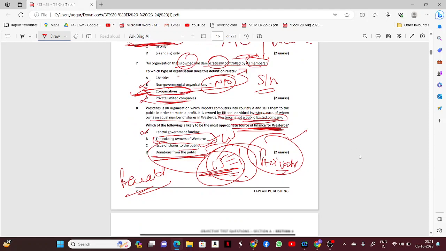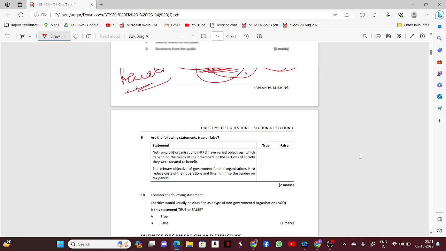Okay. Next question. Second last, yeah. True or false? Not-for-profit organizations have varied objectives which depend on the needs of their members or the sections of society they are created to benefit. For sure, yes, of course.